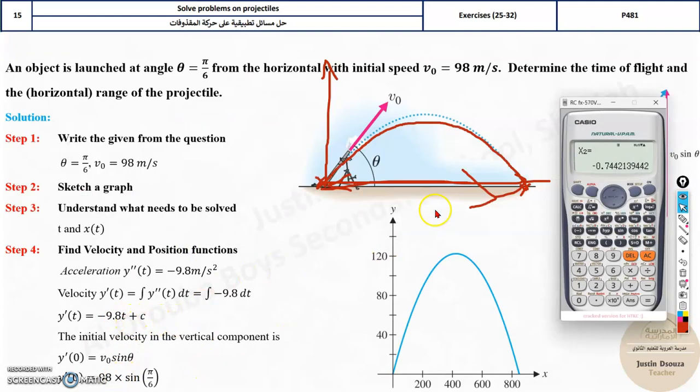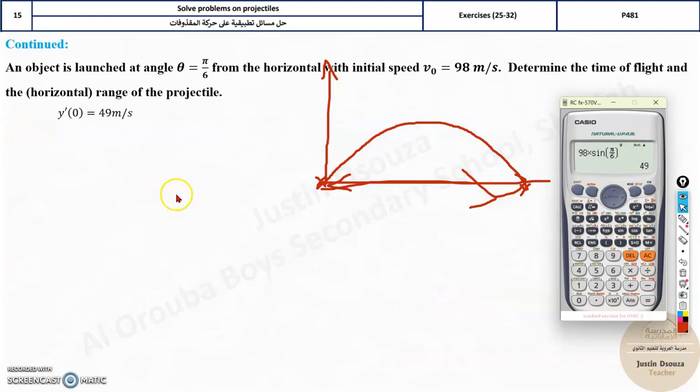Now one quick thing when you're solving this: use shift mode and select radians. Now type in the value 98 into sine of pi divided by 6. Close the bracket. That is the answer, 49. So then what you do is you just substitute this 49 in that C. We got the velocity.